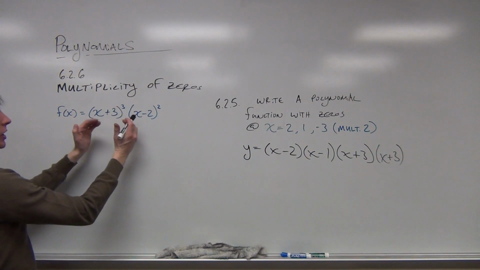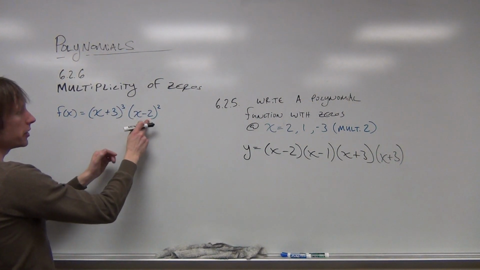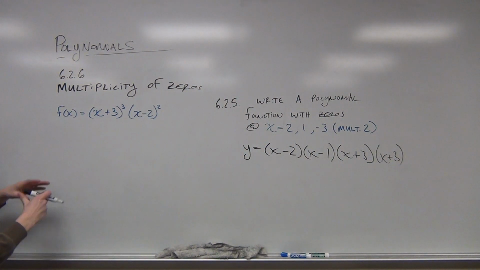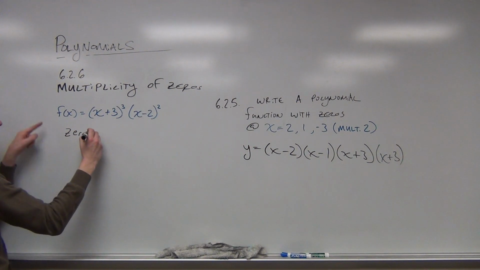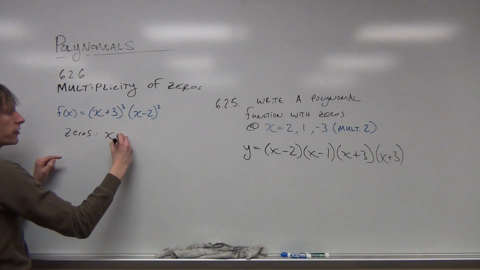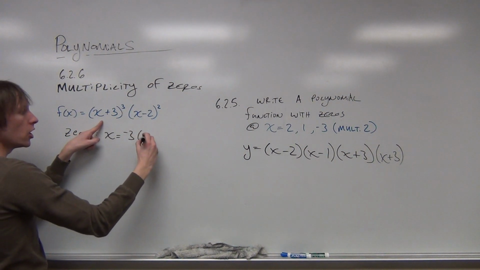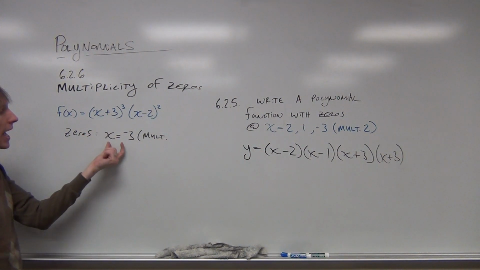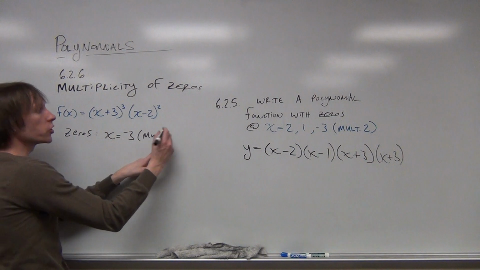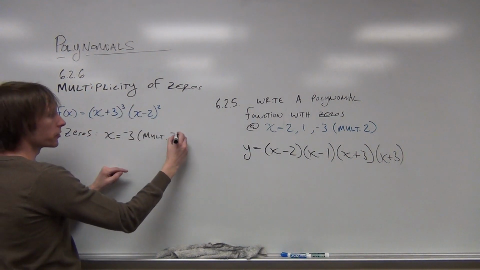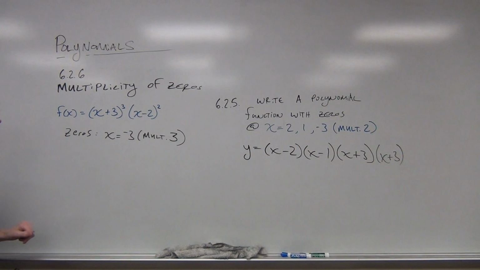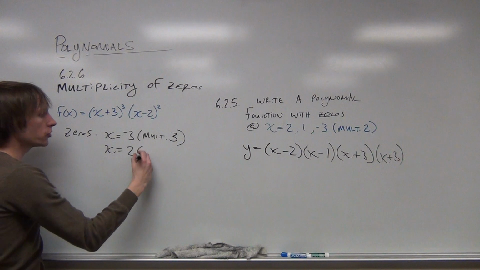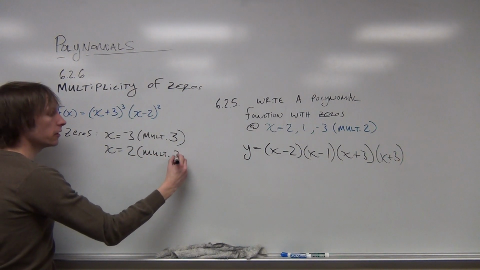So it's like having x plus 3 times x plus 3 times x plus 3. And here x minus 2 is squared, so it's like having x minus 2 and x minus 2. So that means that my zeros for this polynomial function are at x equals negative 3, but it happens multiple times. If it happens multiple times, then we're going to abbreviate that. We'll say x is equal to negative 3 with a multiplicity of 3. And over here, x is also equal to positive 2 with a multiplicity of 2.